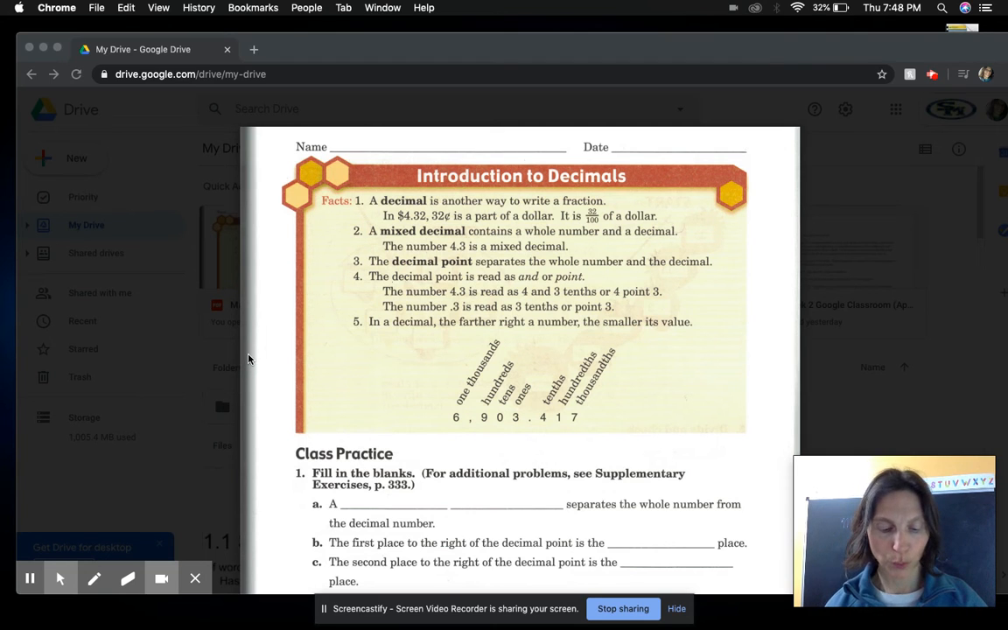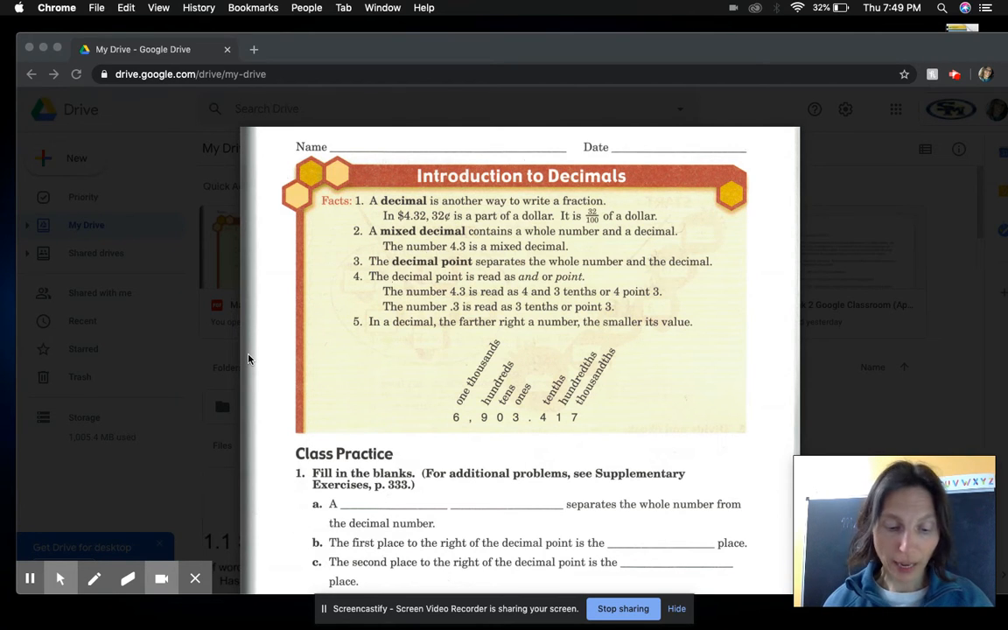So this is lesson 128, Introduction to Decimals. You've been using decimals already every time you work with a money math problem. Money is written in decimals. What is 1/10 of a dollar? It's a dime, or 0.10, or 0.1, 1/10 of a dollar.